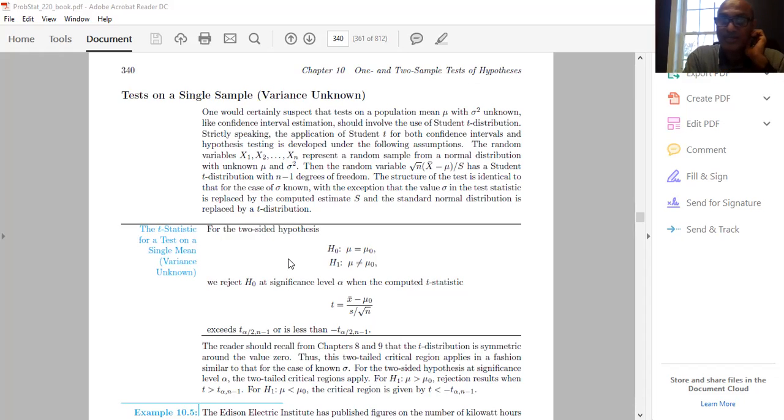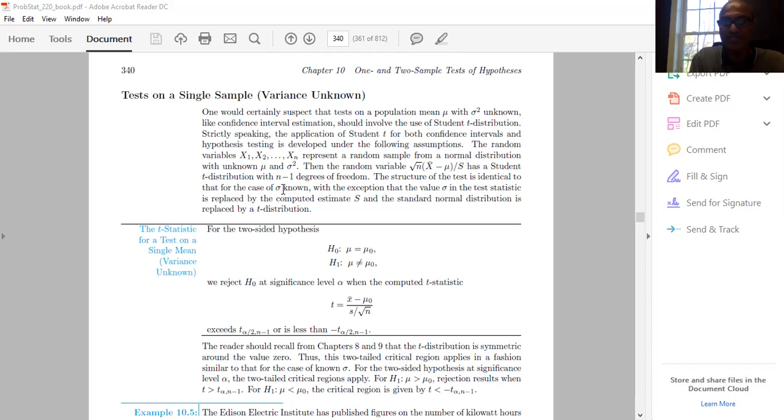Okay, that's what it says here. The random variables x1, x2 up to xn represent a random sample from a normal distribution with unknown mean mu and variance sigma square. The random variable is x bar minus mu divided by s over square root of n. That makes the perfect form, a student t distribution with n minus 1 degrees of freedom. Whatever your sample size n is, it is reduced by 1, giving n minus 1 degrees of freedom, and that's what we use to look at table A4.